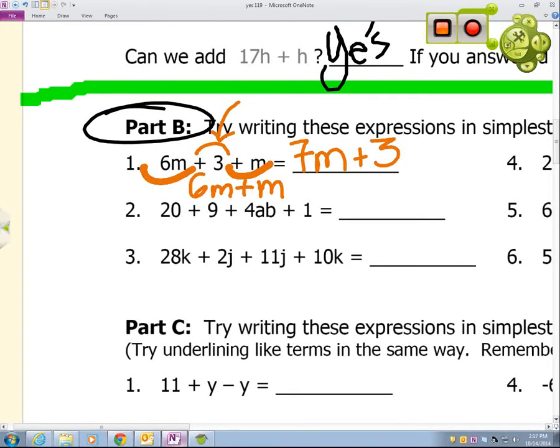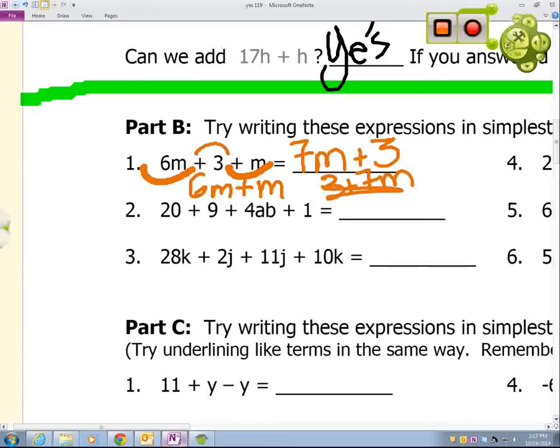Now it's coming through. Jace. Why can't you have like 3 plus m? Now, this is what the student just asked. Why can't we have 3 plus just m? Like, so you add the m to the 3 and do like 7m plus 3m. Could you say the question again? Why couldn't you just do 3 plus m to make 3m and then add 6m plus 3m?